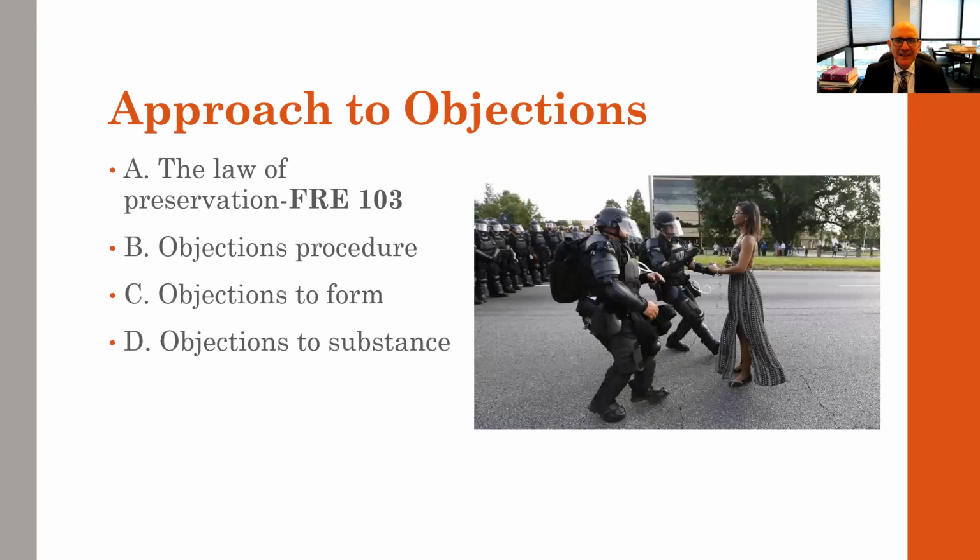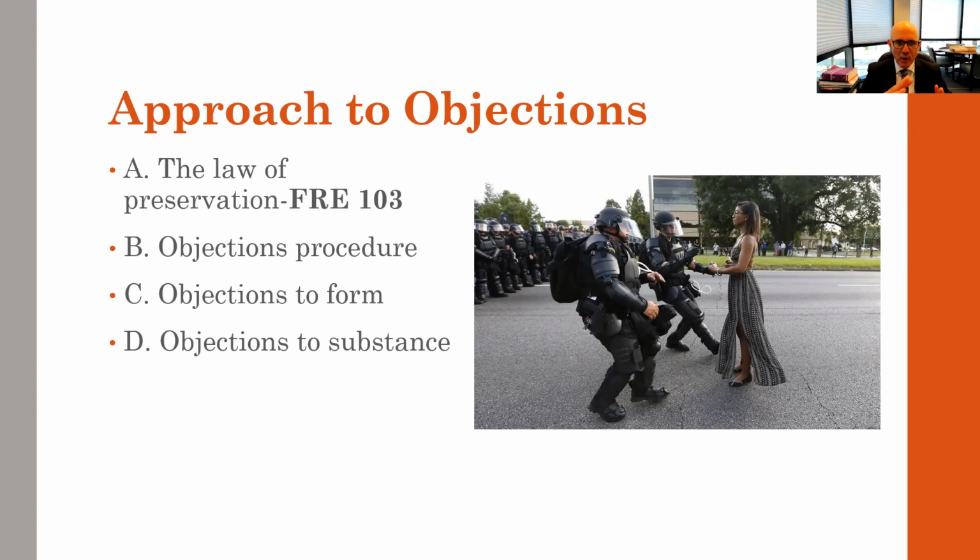Well, let's again be inspired by people like Tambo and Mandela, and let's object. Now, the main thing we're going to do today is cover 4 very broad areas. One is going to be the law of objections, the law of preservation of objections. That's in Federal Rule of Evidence 103. Then we're going to talk about objections and the procedure for objections. Then we're going to cover the top 10 objections to form. And then we're going to cover objections to substance, the top 10 as well.